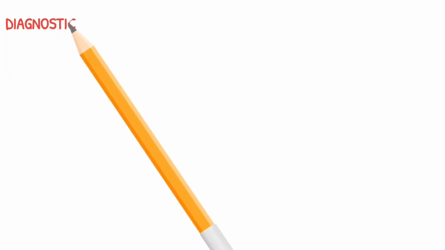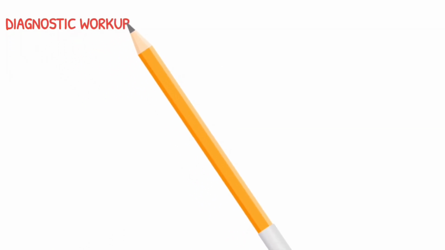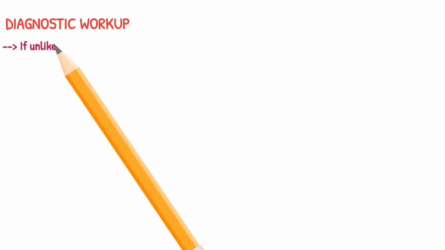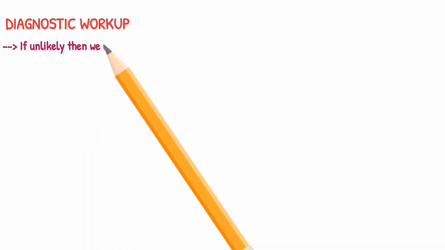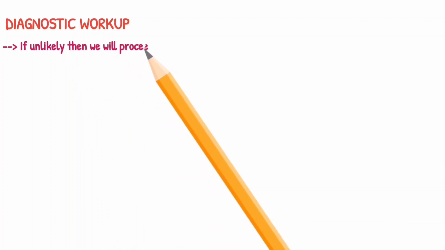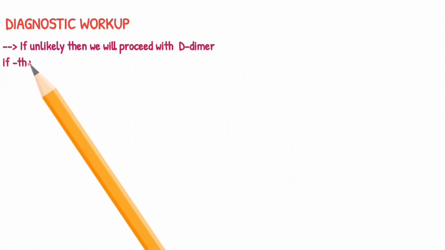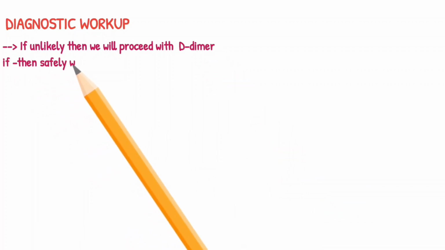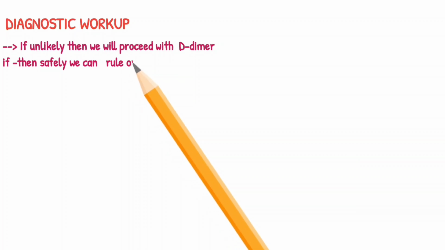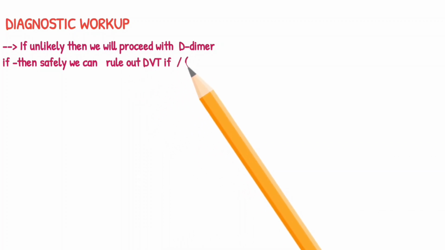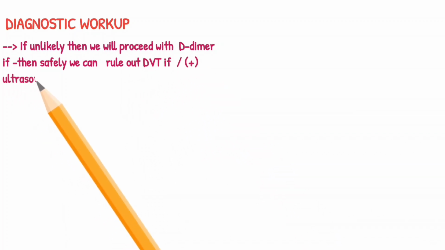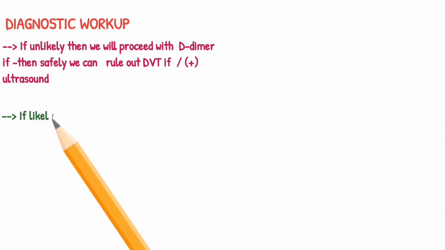Let us talk about the interpretation. The interpretation will be whether there is high probability, moderate probability, or low probability. And if the patient is unlikely to have DVT, then we will proceed with D-dimer. If it is negative, then we can safely rule out DVT. But if it's positive, we have to proceed to ultrasound.